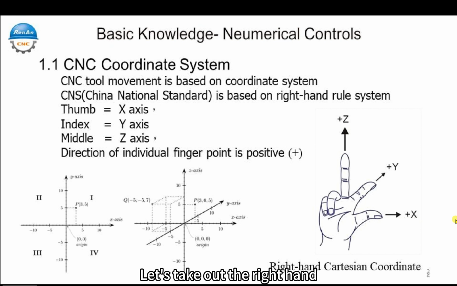Let's take out the right hand. Your thumb is the x-axis. Your index finger is the y-axis. Your middle finger is the z-axis. The direction your fingers point is the positive direction.